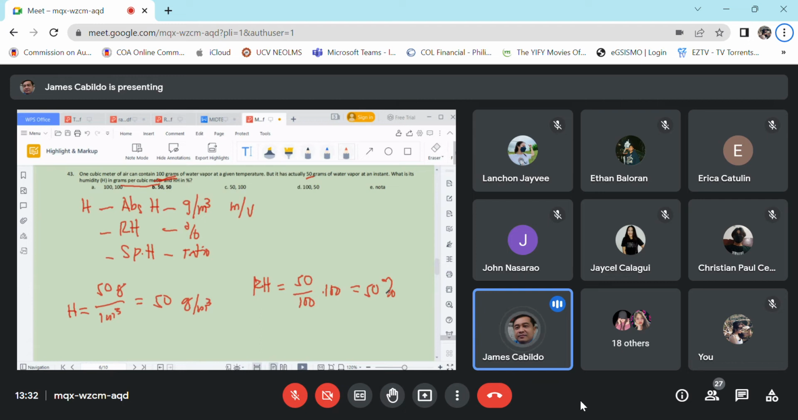Okay? So sa definition din kanina, dun sa previous item, the difference between humidity and relative humidity. So at an instant, it is the ratio of the actual water content to its potential amount that it can hold at a given temperature or at an instant. So the answer in here is 50 and 50. So it's letter B.